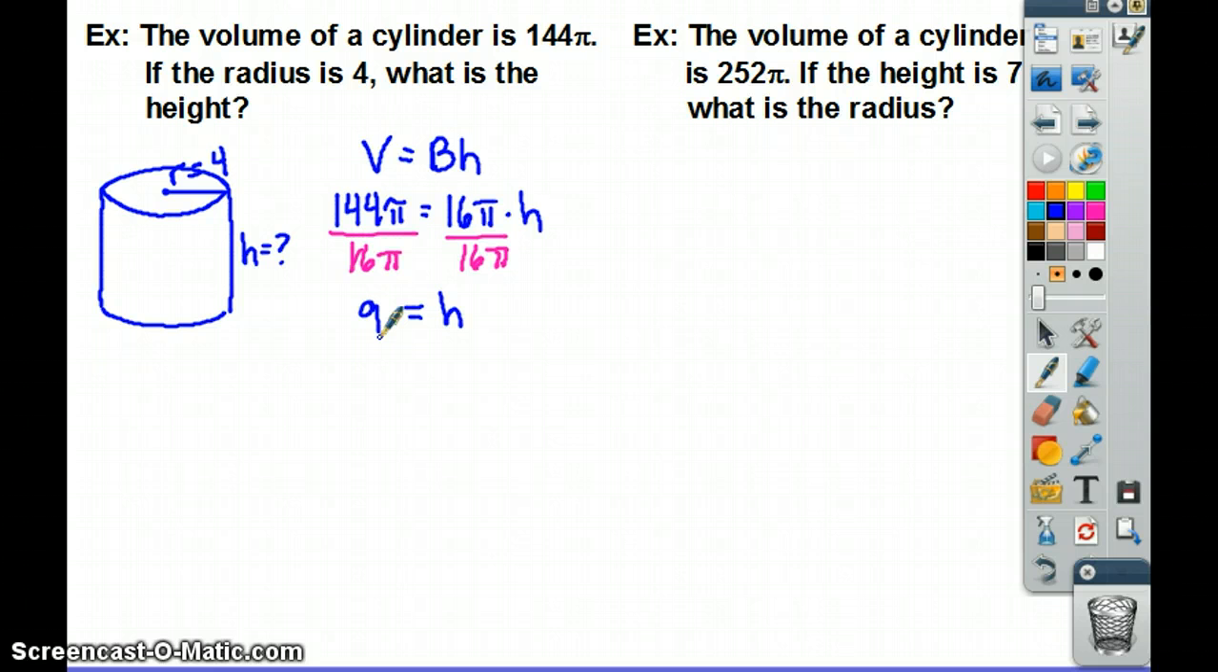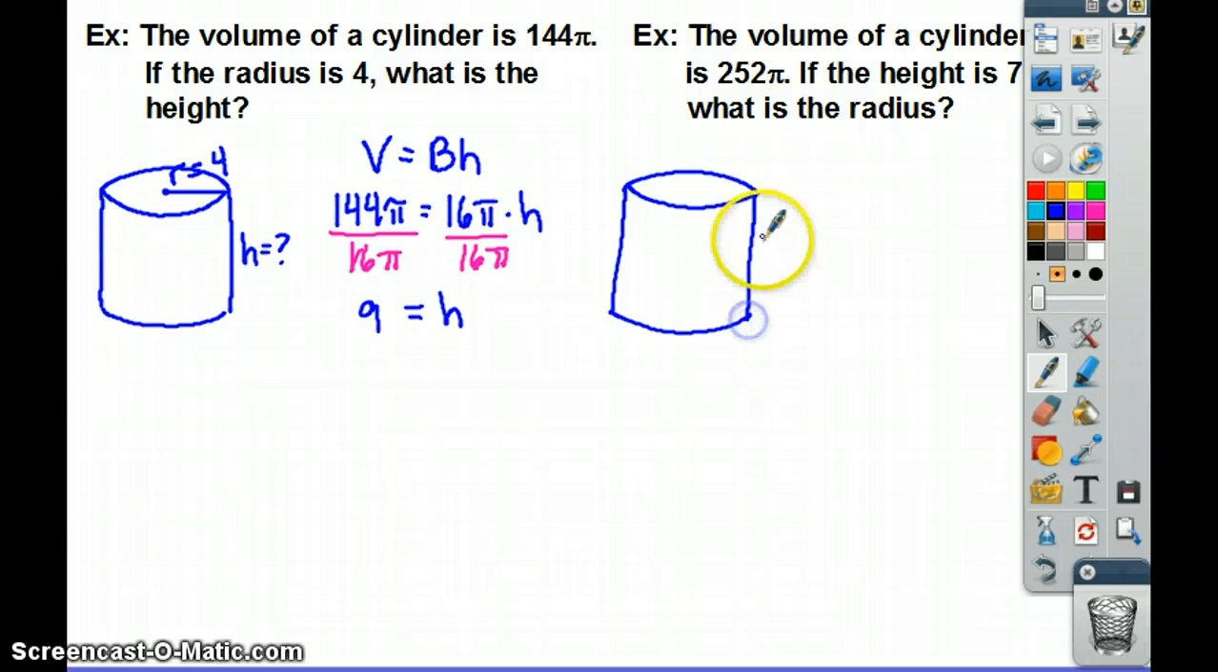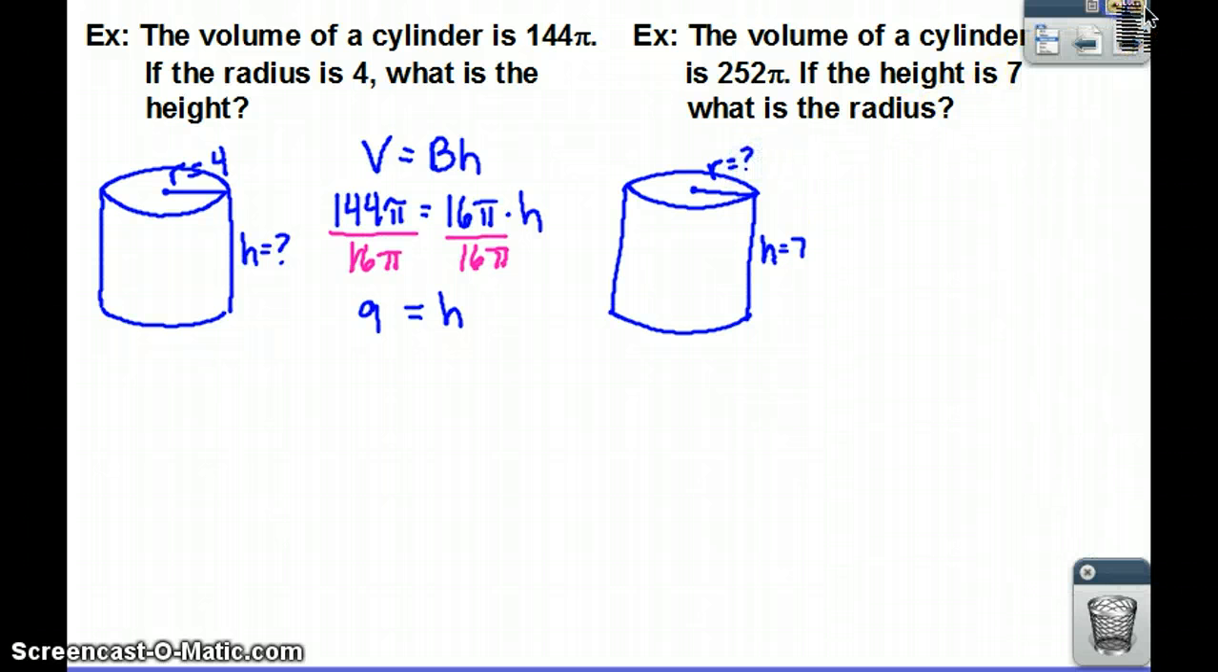Okay, let's try the same thing over here. This time we're given the height, and we're trying to find the radius. Once again, I'm given the volume, so I'm going to write down the volume formula and then plug everything I know into this formula.